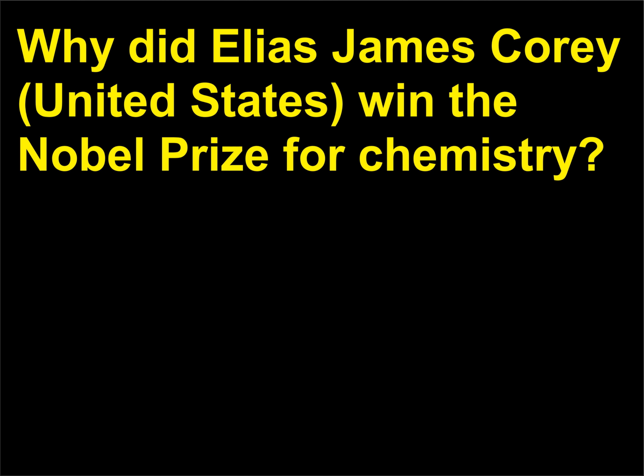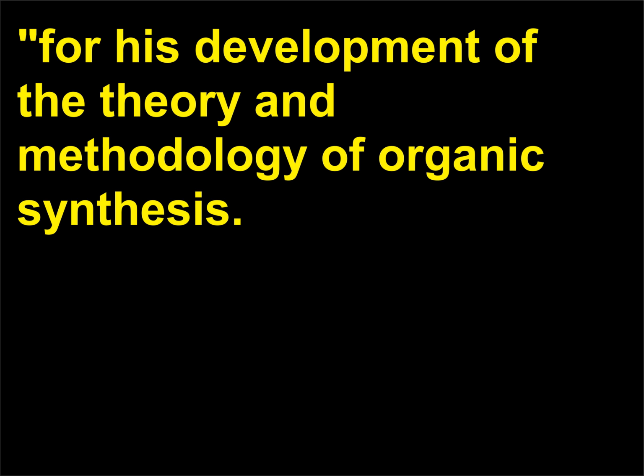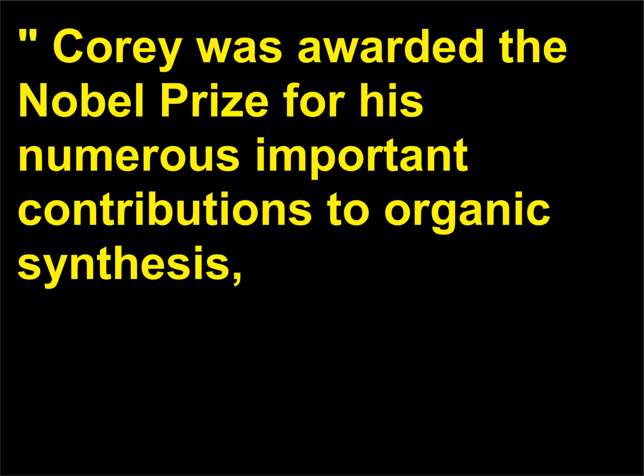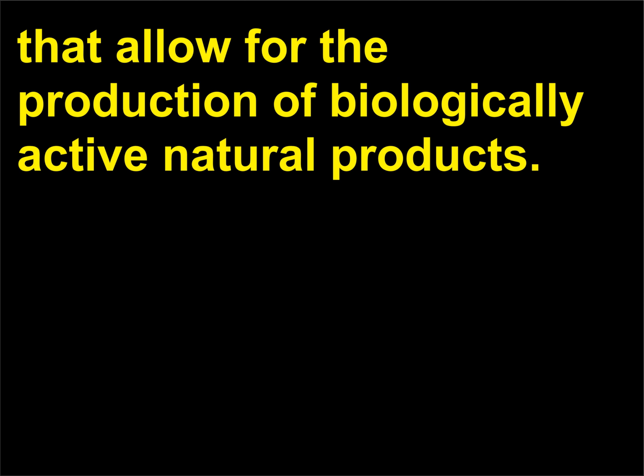Why did Elias James Corey, United States, win the Nobel Prize for Chemistry? For his development of the theory and methodology of organic synthesis. Corey was awarded the Nobel Prize for his numerous important contributions to organic synthesis, including the development of theories and methods that allow for the production of biologically active natural products.